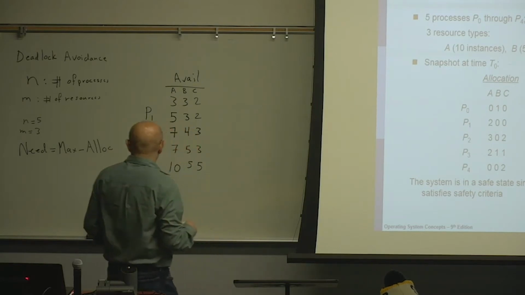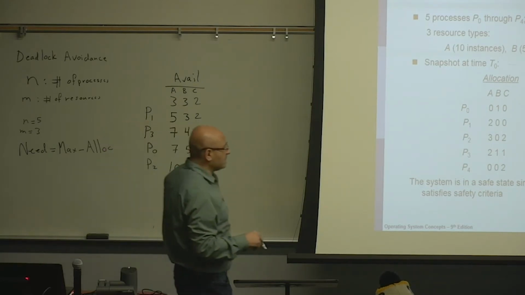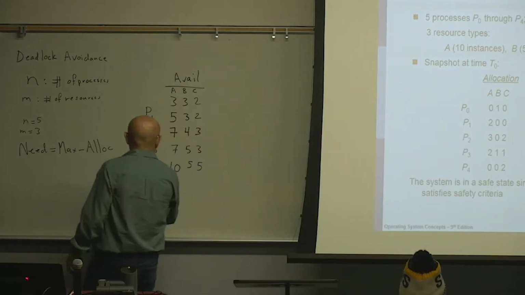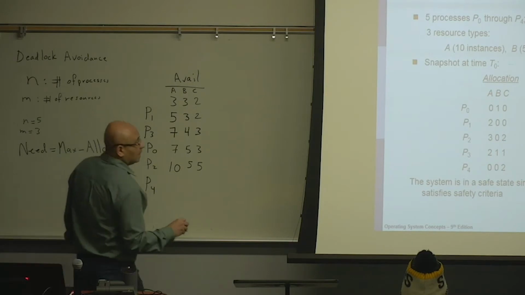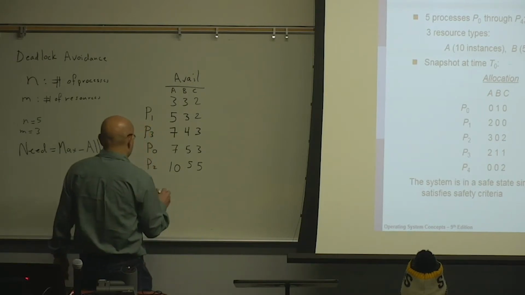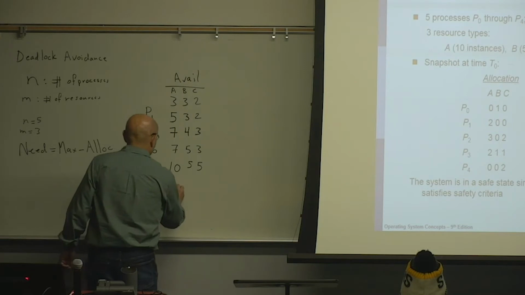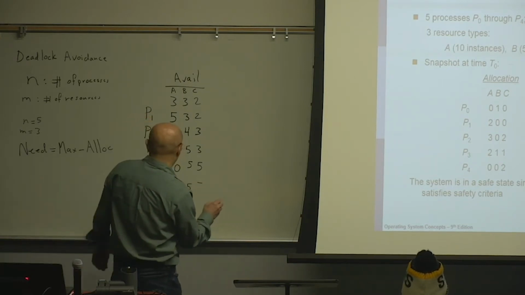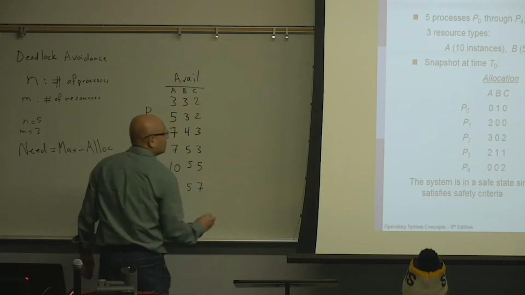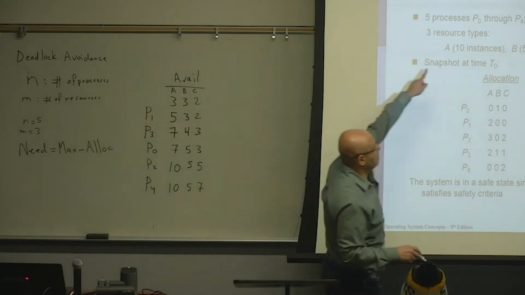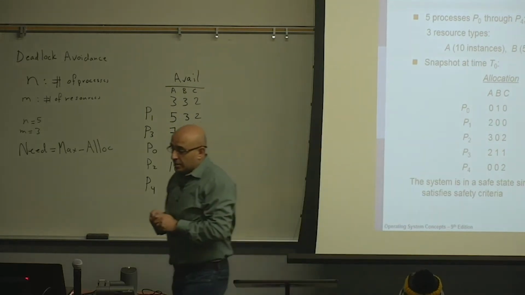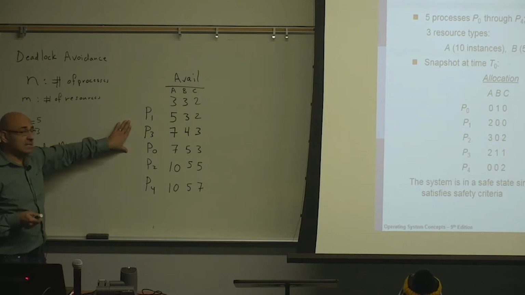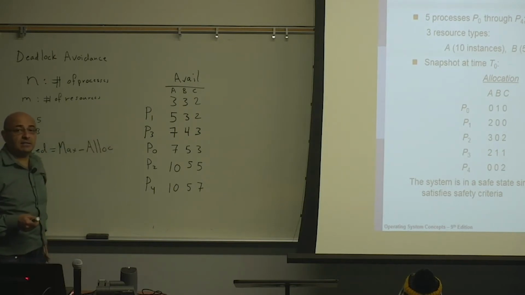Now, which process is left? P4. Can we satisfy its needs? Definitely we can satisfy its needs. So P4 will release 2 more instances of resource C, so we'll have 10, 5, and 7, which is the total number of instances. So this is a safe sequence. Finding this safe sequence means that the system is currently in a safe state.